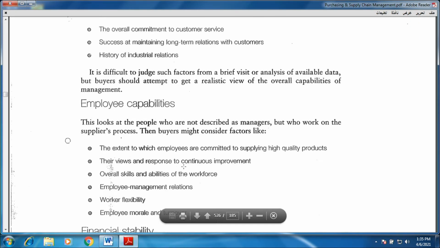Number two, criteria number two, we have employee capabilities. Also, look for the people who are working for the supplier.